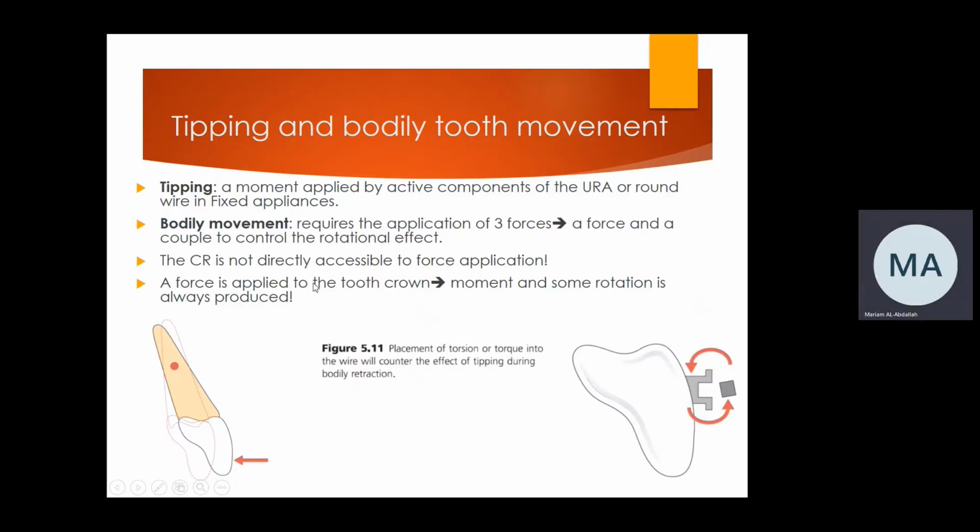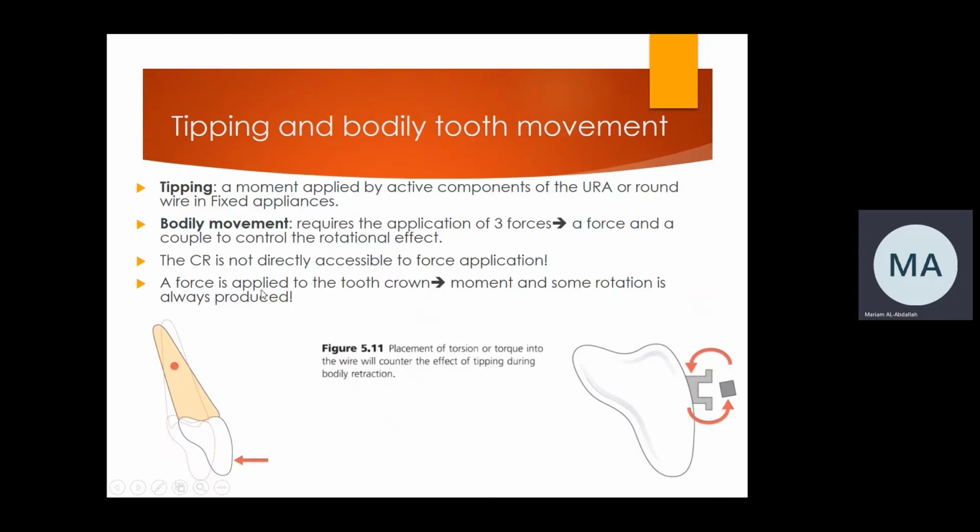Now, the reason why we're talking about the couple and the moment is because in clinical practice, for me to produce a bodily movement of the tooth, I need to apply a force that goes directly through the center of resistance, which is almost impossible, or let's say very difficult. The setup of orthodontic appliance to produce a force that goes directly through the center of resistance is very difficult. And in order to overcome this problem, this is where we use the 3 forces that we just explained.